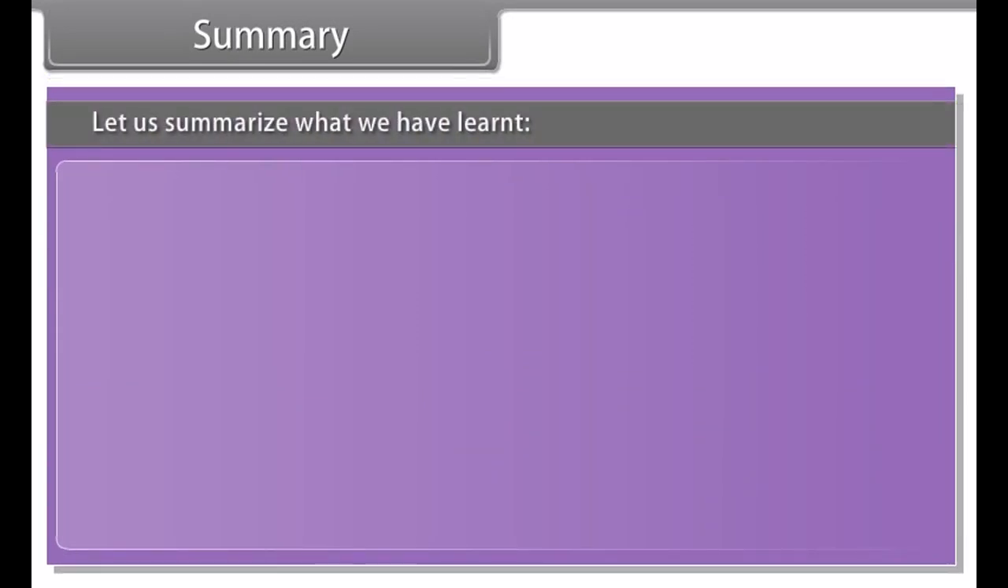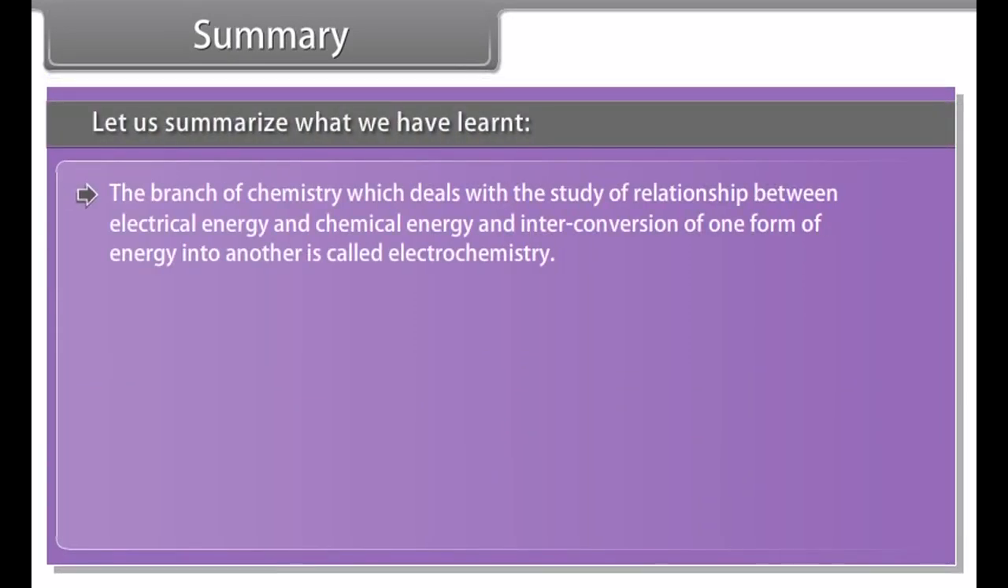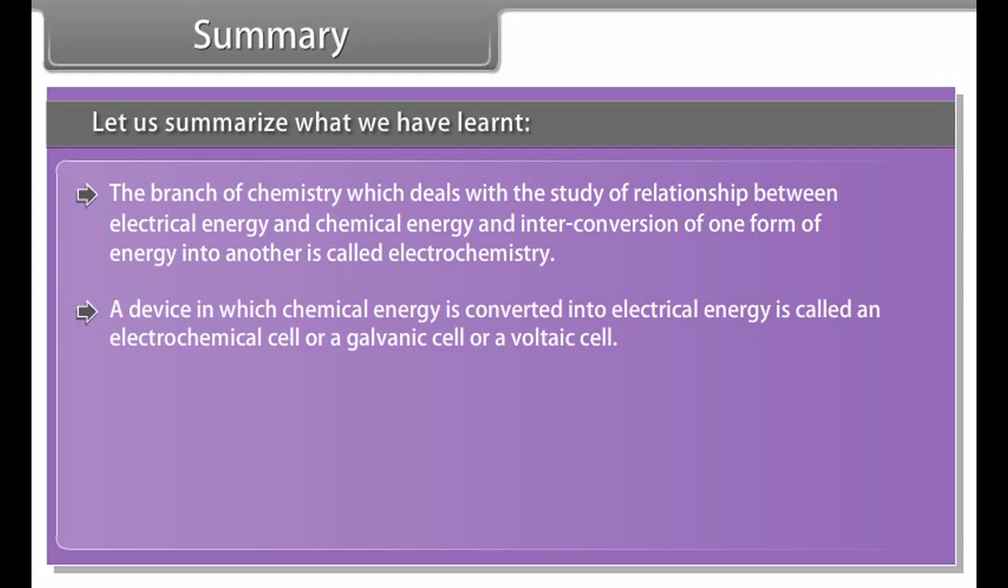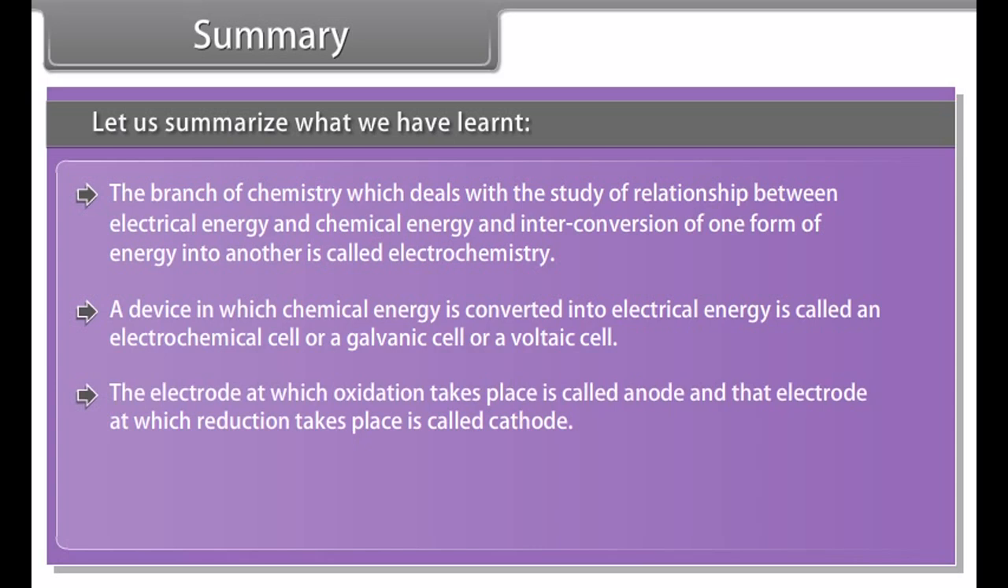Summary. Let us summarize what we have learnt. The branch of chemistry which deals with the study of relationship between electrical energy and chemical energy and interconversion of one form of energy into another is called electrochemistry. A device in which chemical energy is converted into electrical energy is called an electrochemical cell or a galvanic cell or a voltaic cell. The electrode at which oxidation takes place is called anode, and that electrode at which reduction takes place is called cathode.